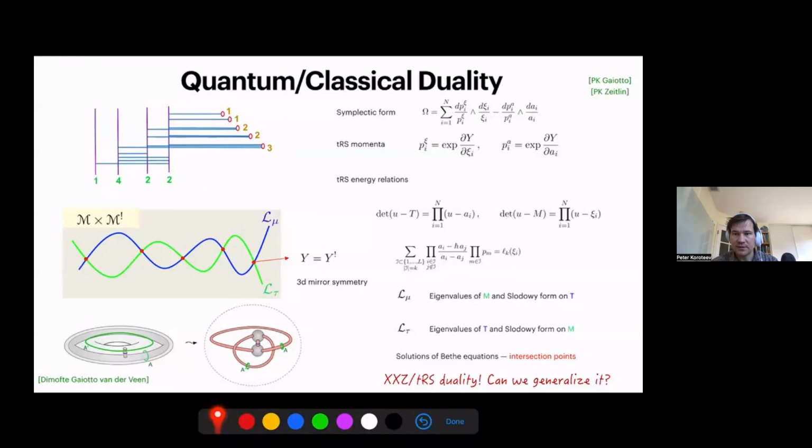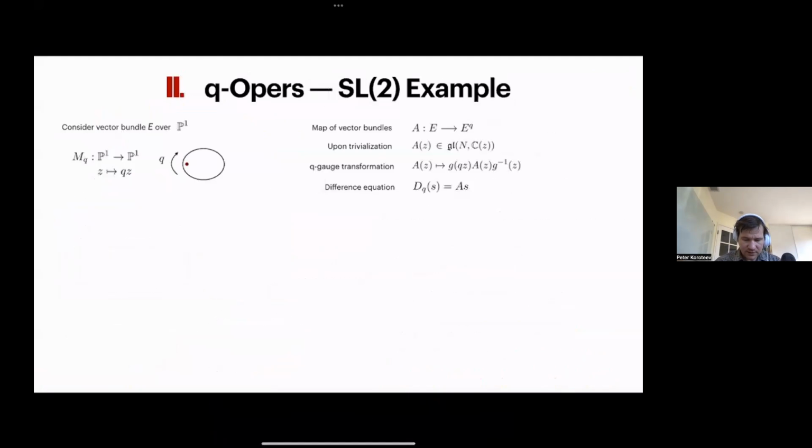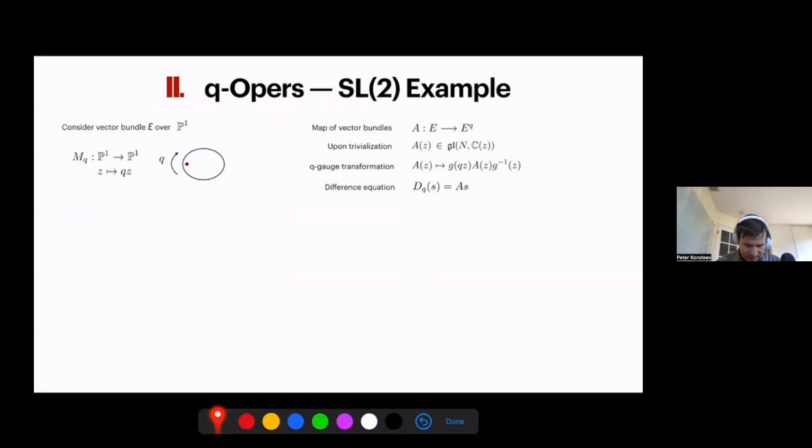Okay. Great. So now I'm going to move to the second part of the talk. I'll explain how the generalization goes by using the notion of q-Opers. So a q-Oper will be a certain gadget which will generalize the TRS model, the classical integrable system, and then on the quantum side we'll still have a QQ system as an XXZ chain, but it will be more generic. If you're just joining in, it's okay because you can start listening to this part of the lecture from scratch. It does not use anything from before.